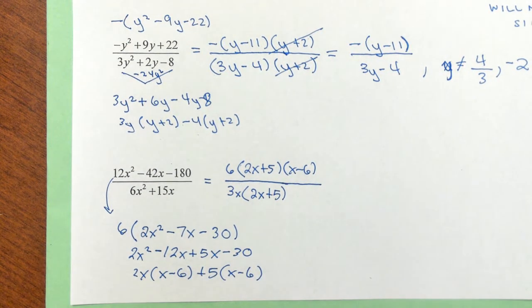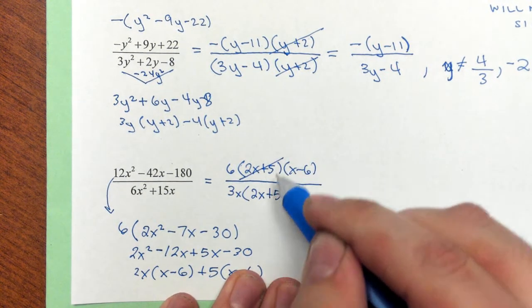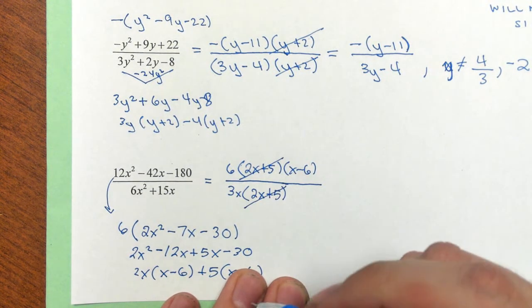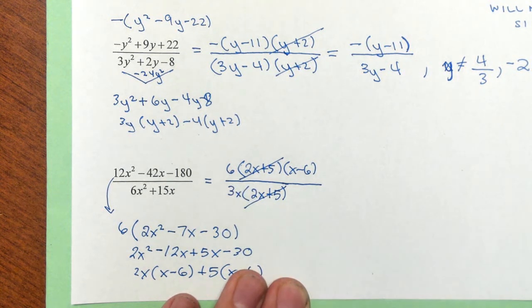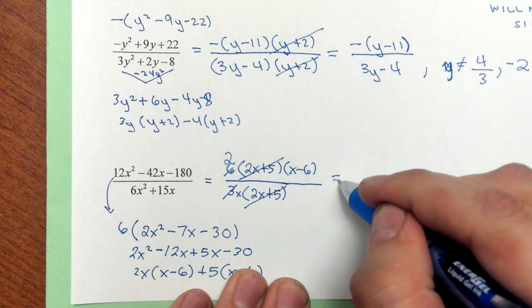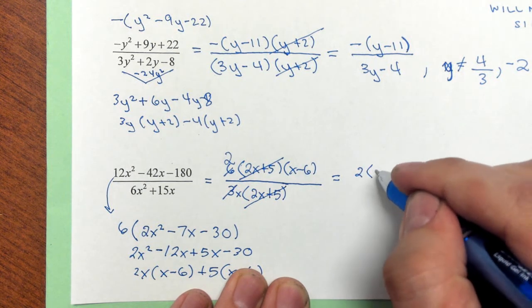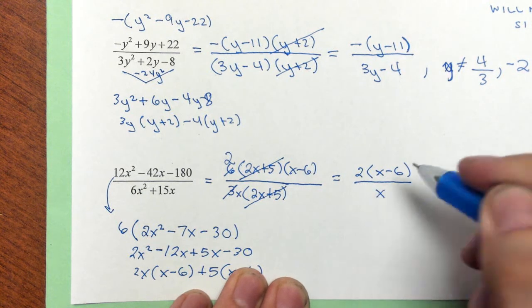All right, what common factors do I have? I can see right there 2x plus 5 and 2x plus 5. Those are common factors. They divide to 1. Now I also see 6 right here and 3. Those integer factors can also be simplified. 6 divided by 3 is, of course, 2. So what am I left with? I am left with 2 times x minus 6 over simply x.